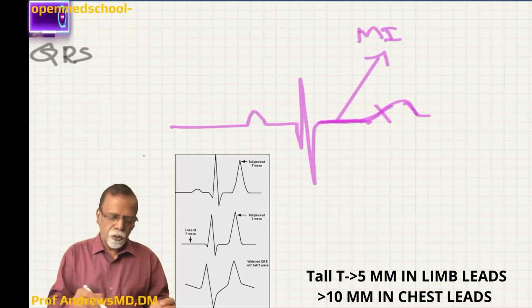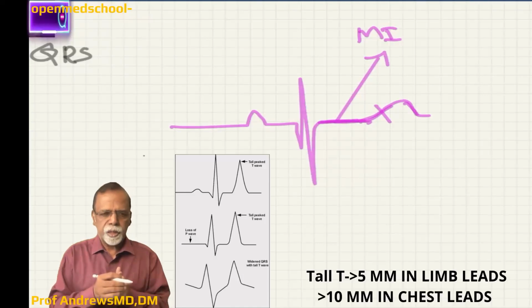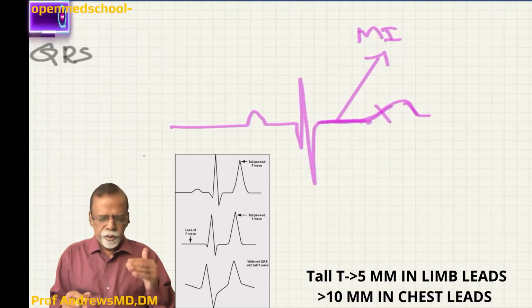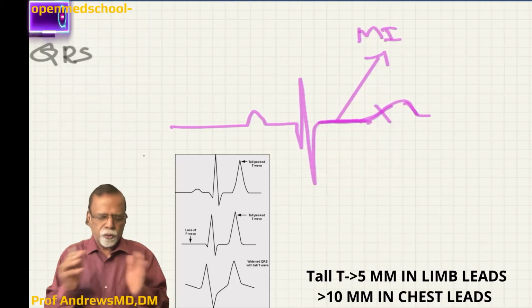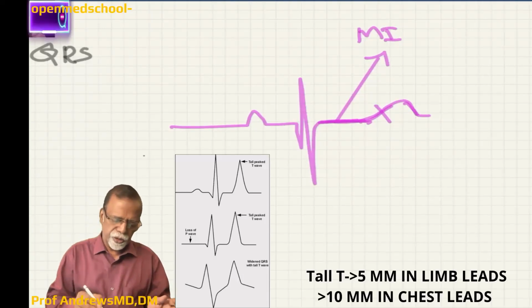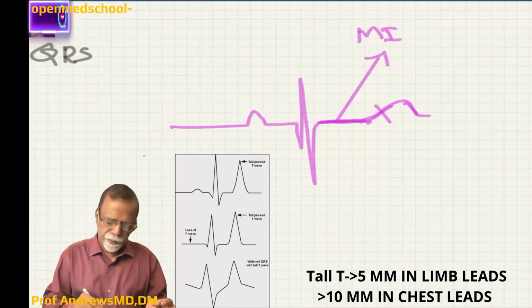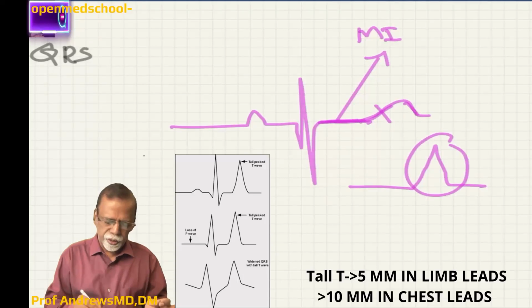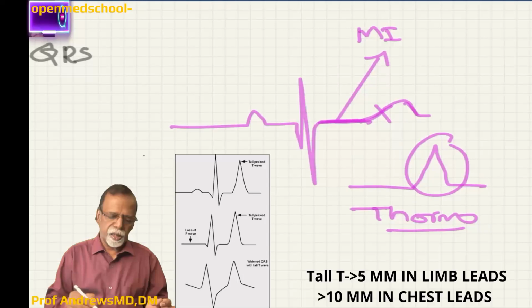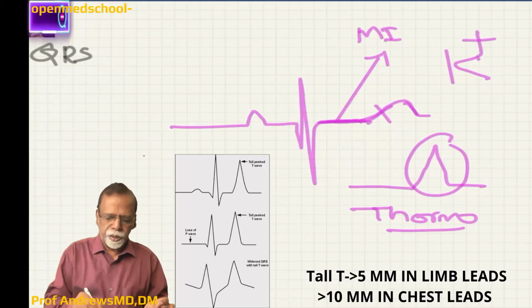Sometimes the T can be tall, taller than the QRS complex, or some people say more than 10 millimeters. We call it a tall T. Which are the conditions? Sometimes you get a T like this, a narrow base with a sharp upright. This is called a horn-like T. This is classically seen when the potassium level is high, that is hyperkalemia.